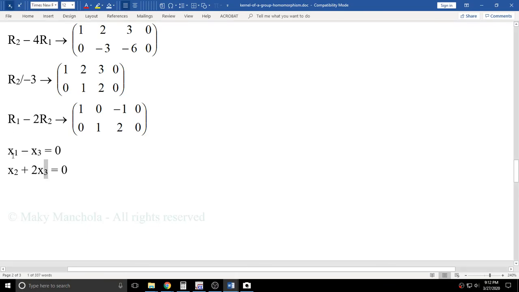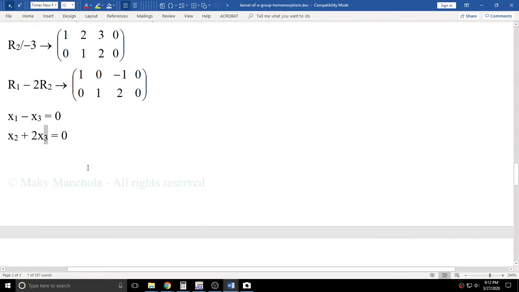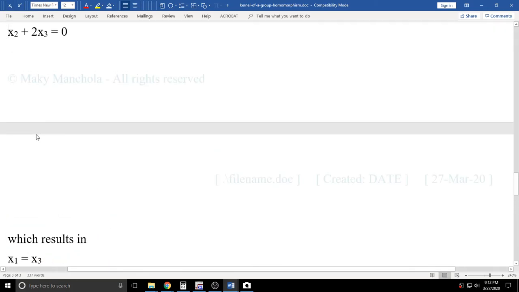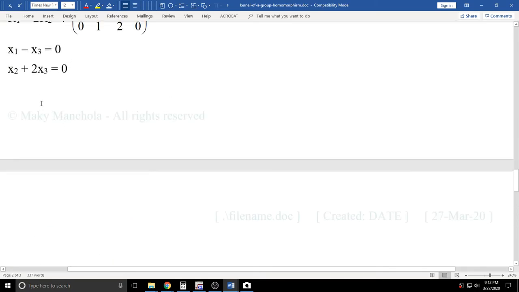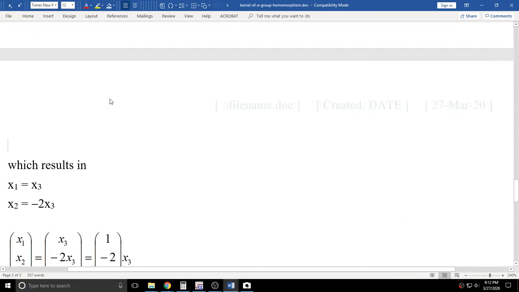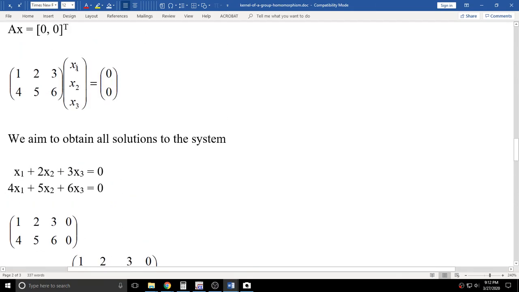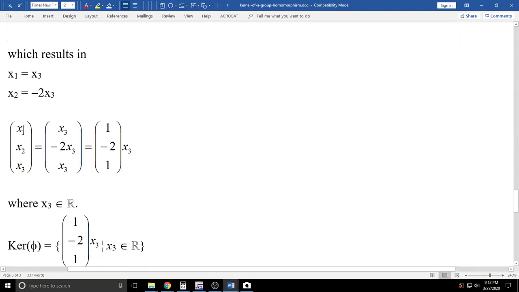Notice that here we can solve for x1 in terms of x3, and x2 in terms of x3. So this results in x1 equaling x3 and x2 equaling negative 2x3. So our solution to the system is all vectors x1, x2, x3 where x1 equals x3, x2 equals negative 2x3, and x3 is itself.